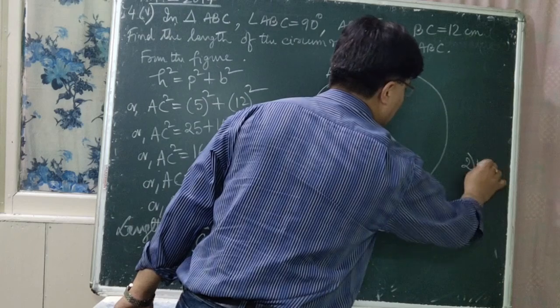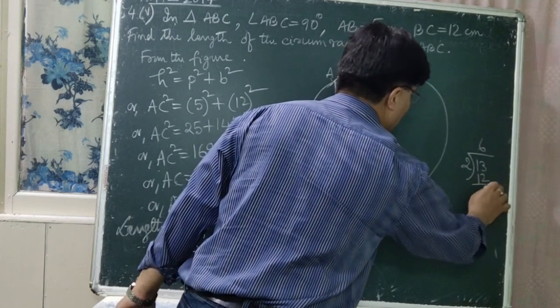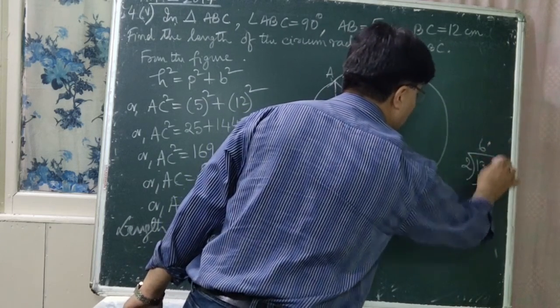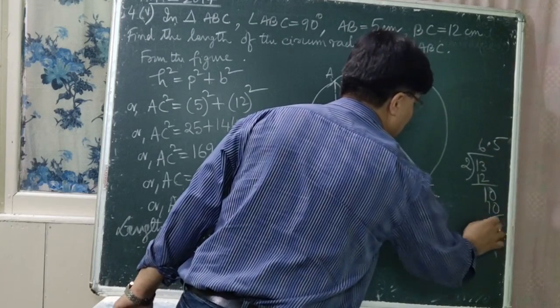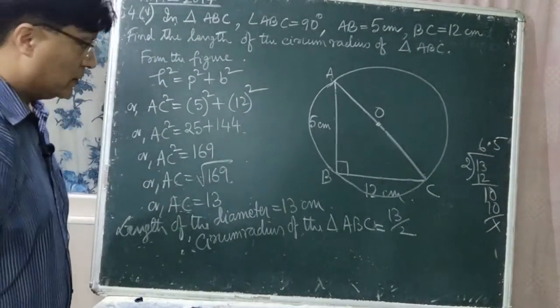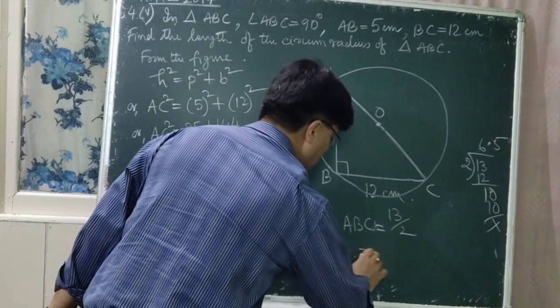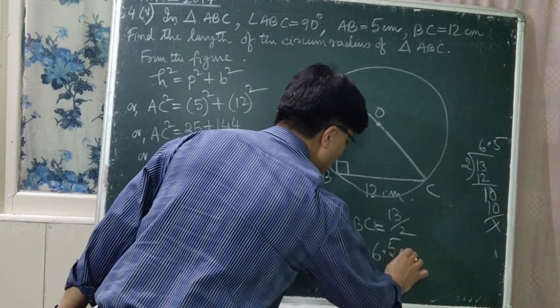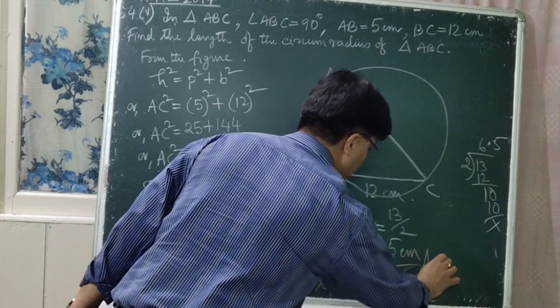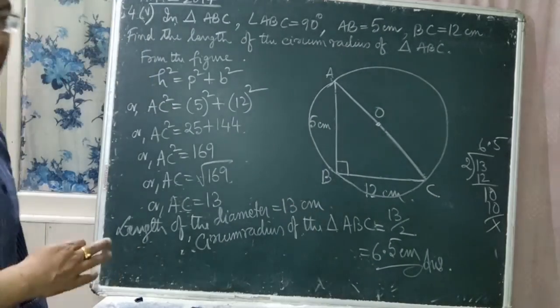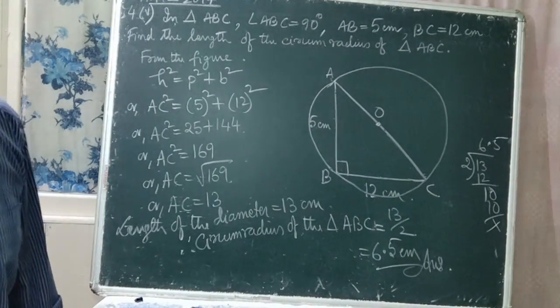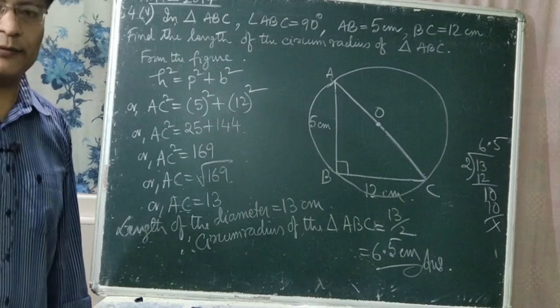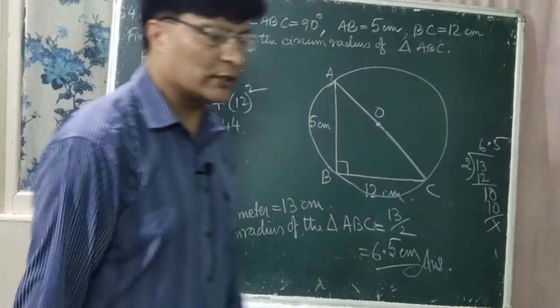So you can divide it. 2 6 are 12. 1 is the remainder, 0. That is 2 5 are 10. You know how to divide it, isn't it? So what is the answer here? It is 6.5 centimeter. So circumradius of the triangle ABC is equal to 6.5 centimeter. So I think you have understood it. So let us do the next problem.